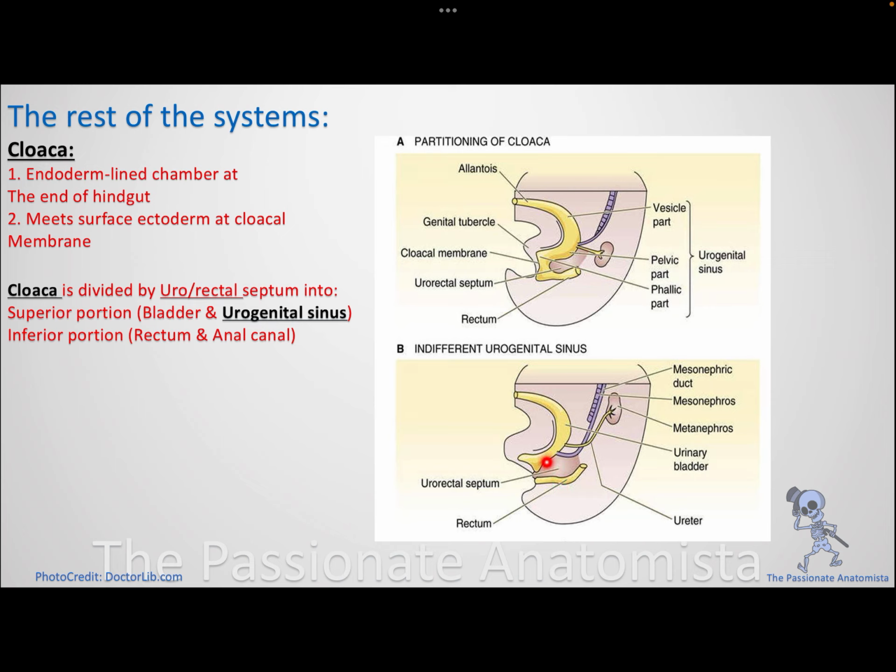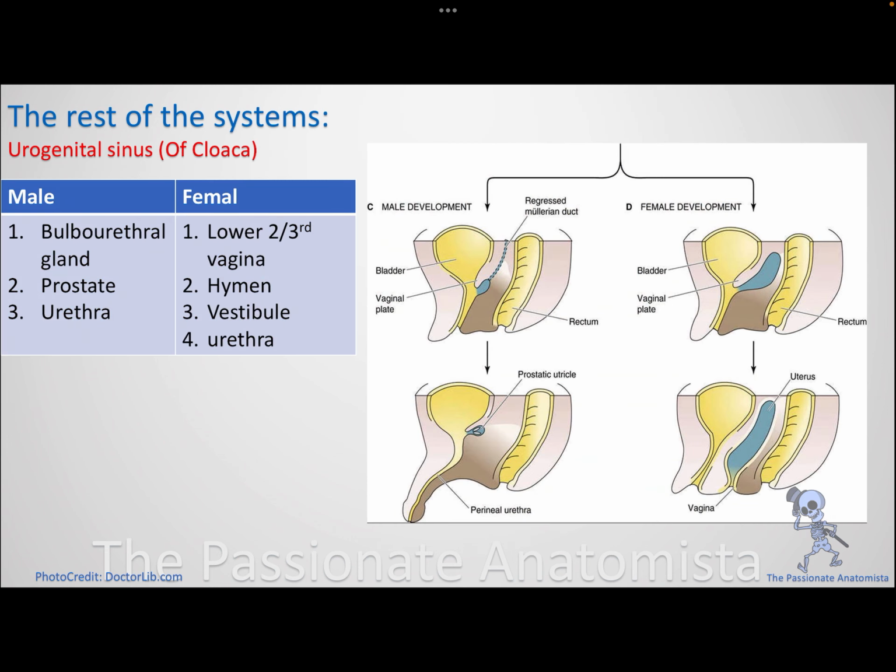The urorectal septum will give me a superior portion, which will give me the bladder and the urogenital sinus. And in the inferior portion, we have the rectum and anal canal, which doesn't concern me now because this is not digestive system. Now, why am I doing this in bold? Because this is going to complete my story. I need the urogenital sinus now because I want you to understand the remainder of the female genital system. How is it going to form? So, guys, now you understand what is cloaca and what is urogenital sinus. And also the male, of course, not only female.